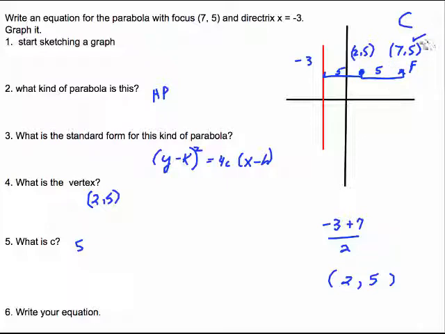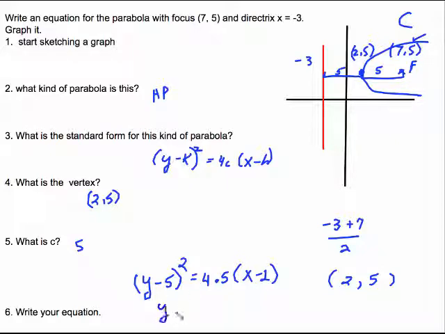So I can continue my sketch here. I know it faces to the right. I had to go through the vertex, and there's my picture. So your equation is a matter of stuffing this into this standard form. So it is y minus k, which is y minus 5 squared, equals 4 times c, which is 5, times x minus 2. Clean that up, and it is y minus 5 squared equals 20 times x minus 2.